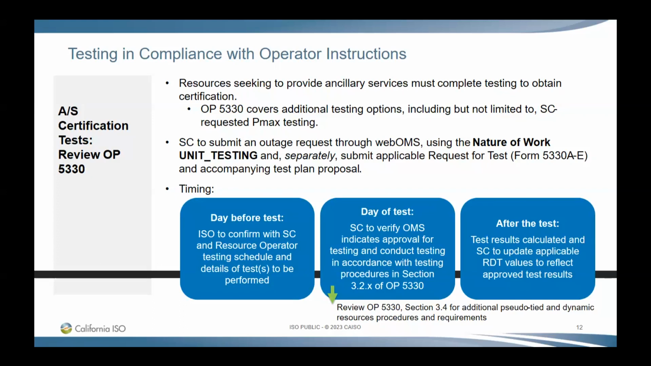And then after the test results are calculated, the SC is going to update any applicable master file values via the RDT to reflect those test results. As a note, if there are any additional pseudo-tied or dynamic resources, you will want to see section 3.4 of operating procedure 5330.